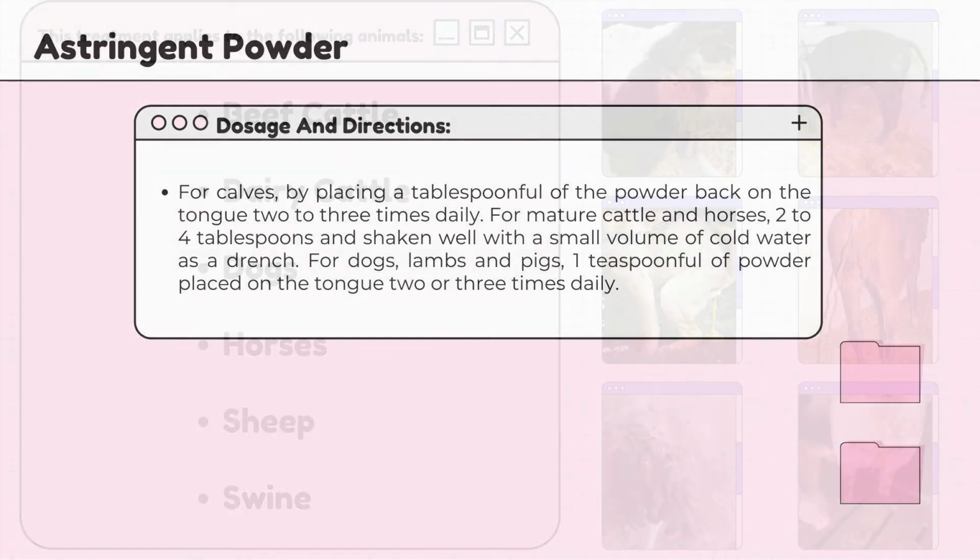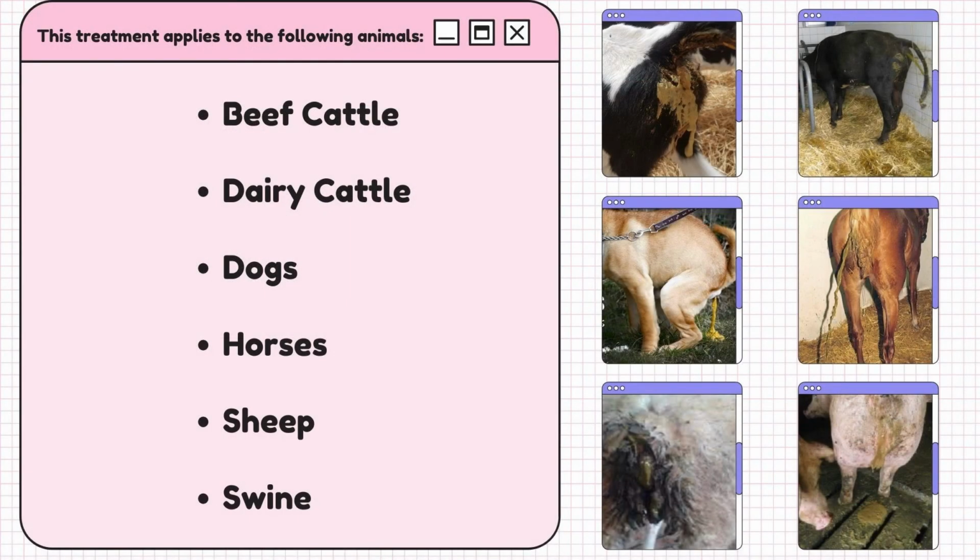The use of astringent powder as a treatment applies to the following animals: beef cattle, dairy cattle, dogs, horses, sheep, and swine.